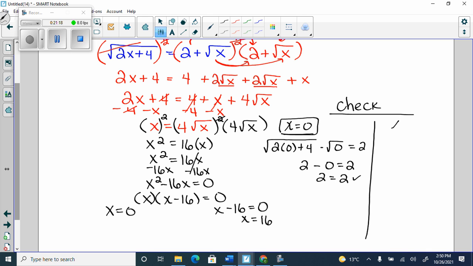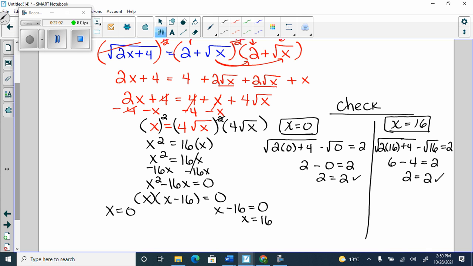And then I have to check x equals 16. So I get square root of 2 times 16 plus 4 minus the square root of 16 equals 2. 2 times 16 is 32 plus 4, it's 36. Square root of 36 is 6. Minus square root of 16 is 4 equals 2. And you can show the work in between if you need to. 2 equals 2. Wait a second, both of them work. Which can happen, right? I told you, both can work, both cannot work. One can work and the other one cannot work. They're both the answers.